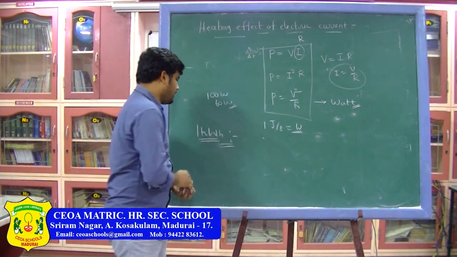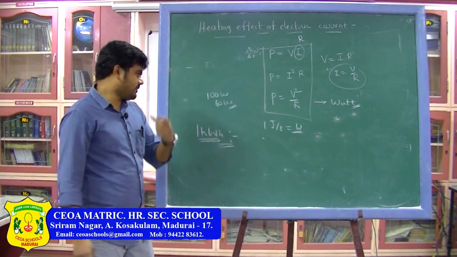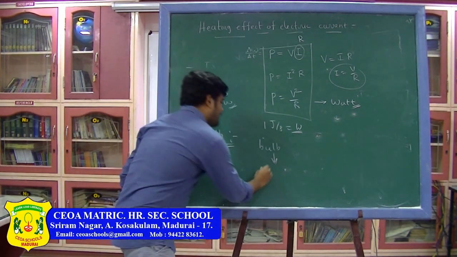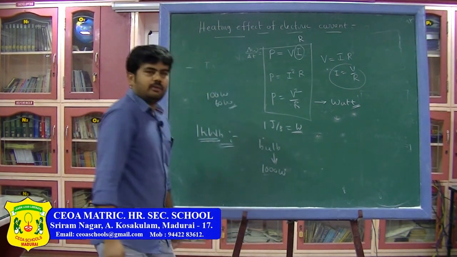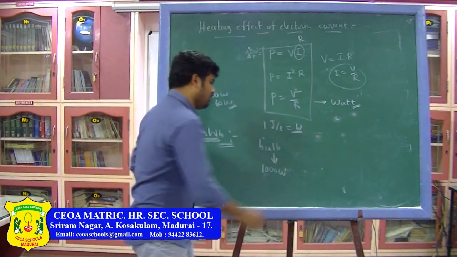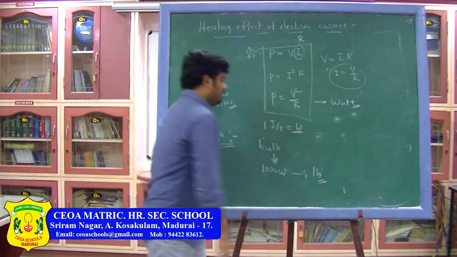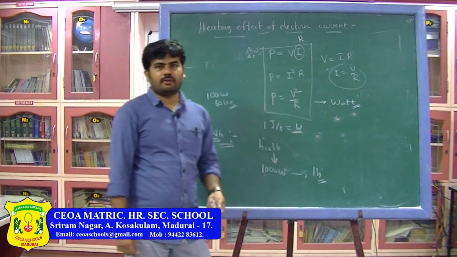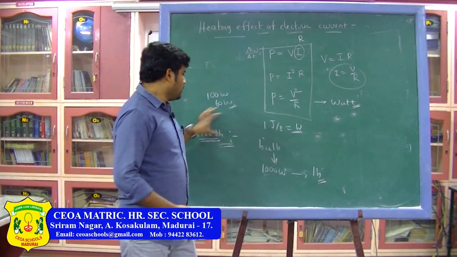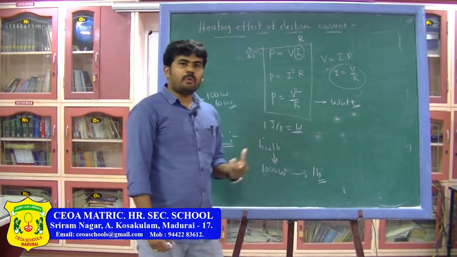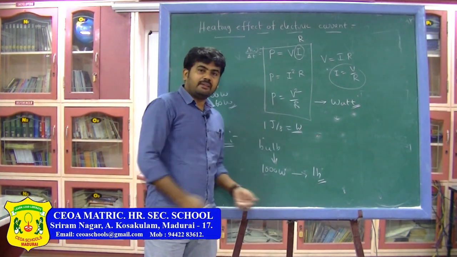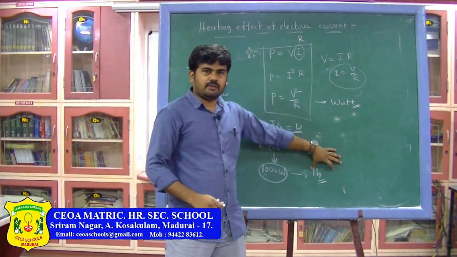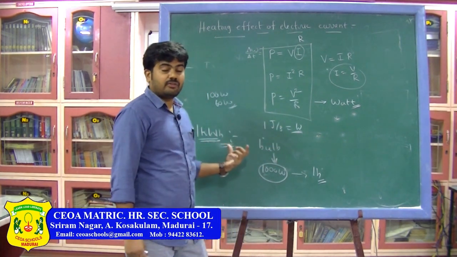Now, let us first define what a kilowatt hour is. Let us say there is a bulb whose wattage is 1000 watts, for example. If this bulb is used for a time of 1 hour, then the energy consumed by that bulb is equal to 1 kilowatt hour. So, you can define it like this: 1 kilowatt hour is the energy consumed by an electrical appliance of wattage equal to 1000 watts when it is used for a time of 1 hour. That is the definition of the unit 1 kilowatt hour.